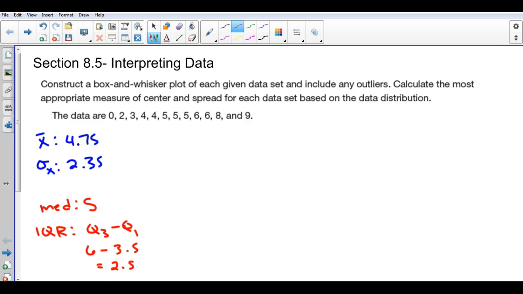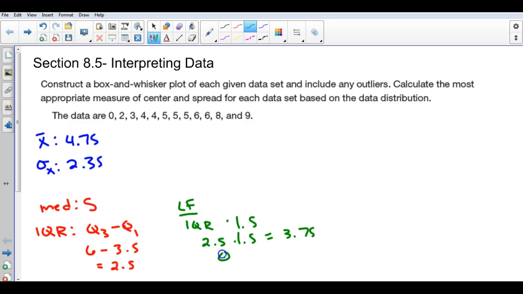So what we're going to do next is calculate our fences, and then from there we'll see if we have outliers. So my lower fence, in order to calculate that, I'm going to first take my IQR and multiply by 1.5. So I'm going to take 2.5 times 1.5. And that's going to give me the value that I'm going to subtract from Q1 for the lower fence, and add this to the third quartile to calculate the upper fence.